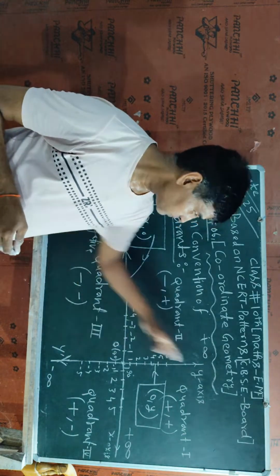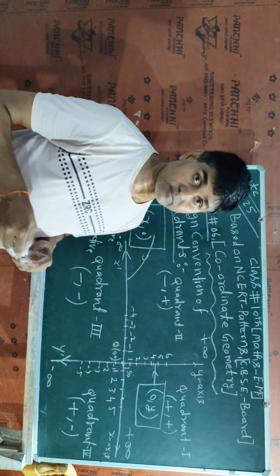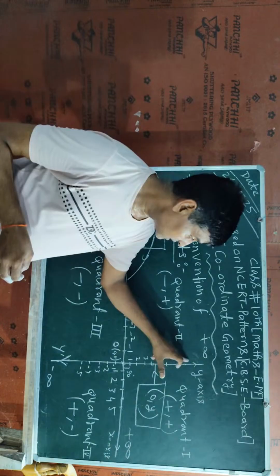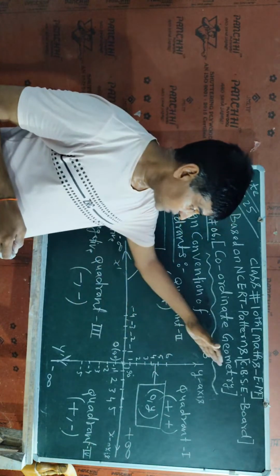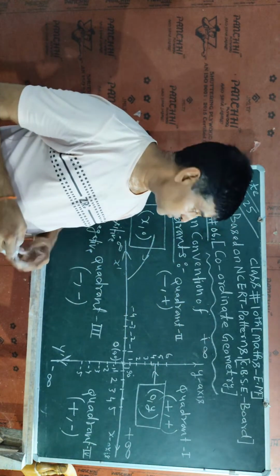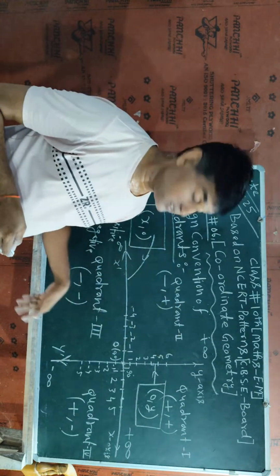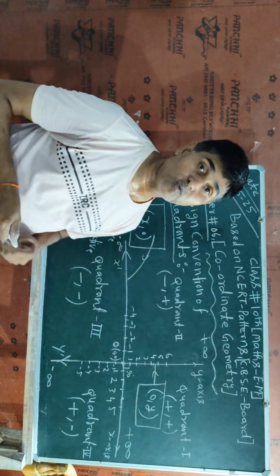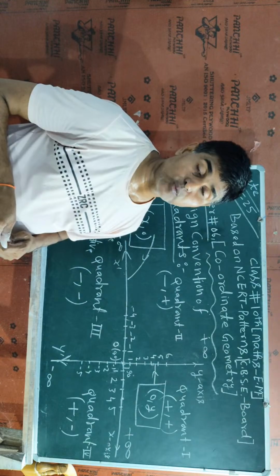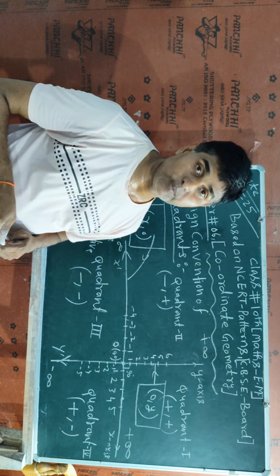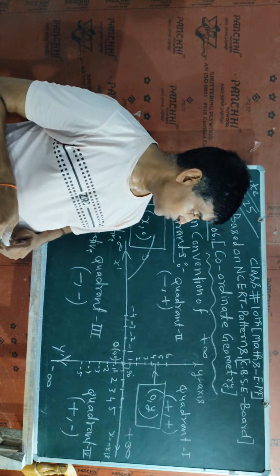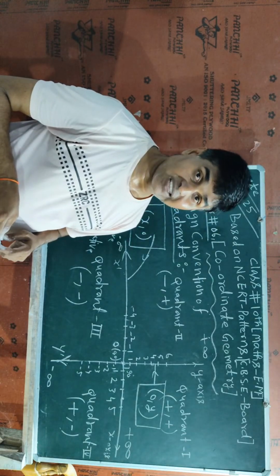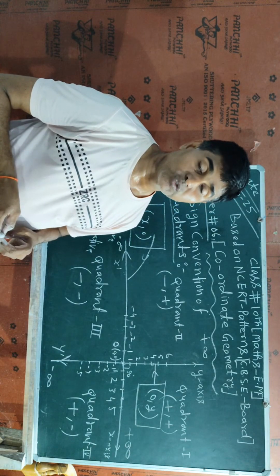Slope means the tangent, so that tangent I can evaluate. So I will draw its diagram, and that diagram will follow the coordinate geometry. Coordinate geometry is available everywhere, because if coordinate geometry is clear, each and every question of math can be easily solved.